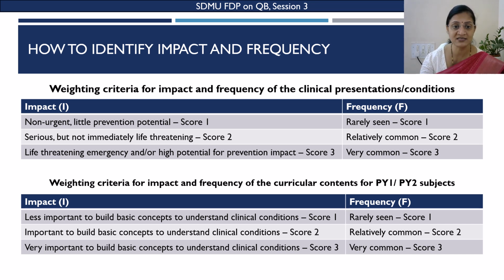If the topic is less important for building the basic concepts that support the clinical condition, give a score of 1. If the concepts are very important to understand a clinical scenario in different situations, give a score of 3. The frequency is similarly given as 1, 2 and 3. So this is how we decide, based on the frequency of a particular clinical condition and also the clinical presentations. This scoring can be given either competency-wise or chapter-wise.